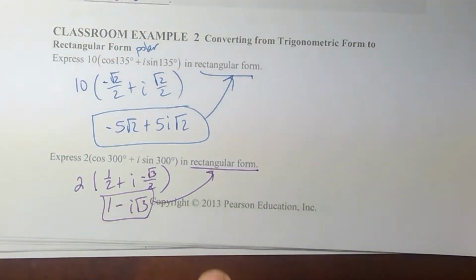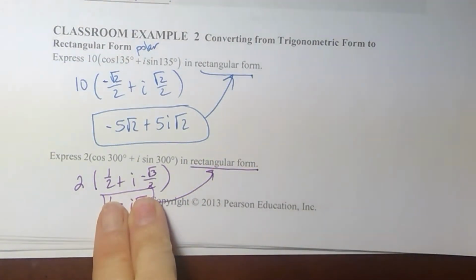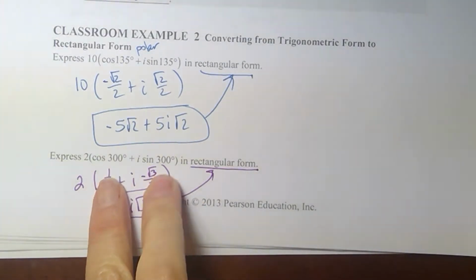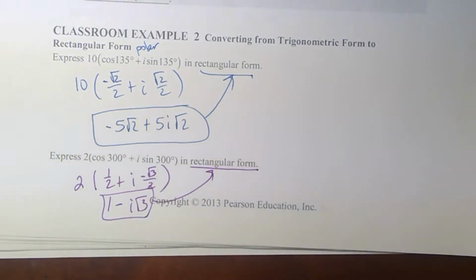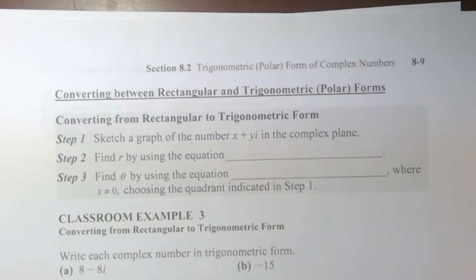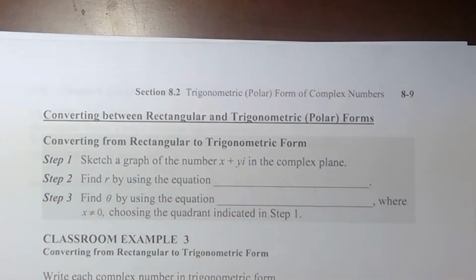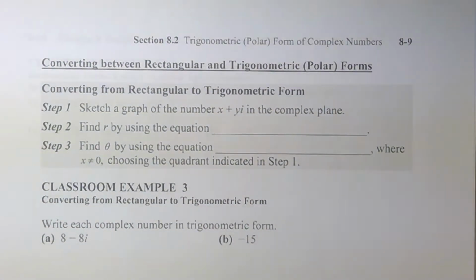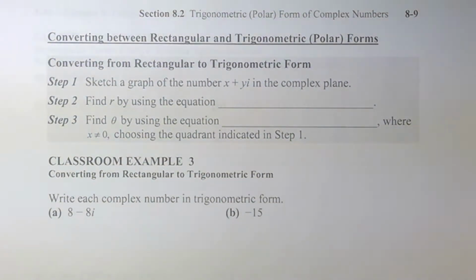Okay, so where did those values come from? 1/2 and negative square root 3? Those are cosine and sine function values for 300 degrees. Again, you're using your information that you know from the unit circle, or you're pulling out your unit circle and using it to look at. You're plugging in what you know and simplifying to solve for your new rectangular form from that trig or polar form.